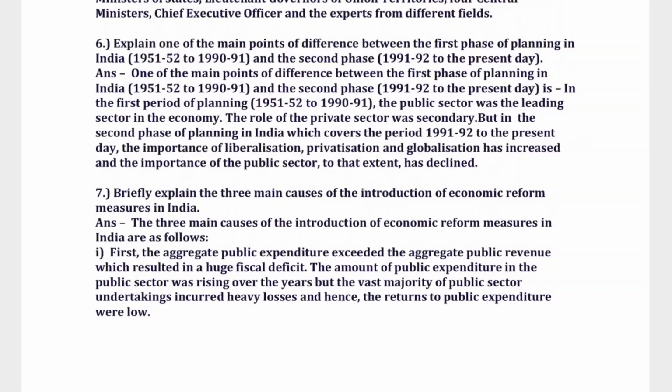Number 7, briefly explain the 3 main causes of the introduction of economic reform measures in India. Answer, the 3 main causes of the introduction of economic reform measures in India are as follows. First, the aggregate public expenditure exceeded the aggregate public revenue, which resulted in a huge fiscal deficit. The amount of public expenditure in the public sector was rising over the years, but the vast majority of public sector undertakings incurred heavy losses, and hence the returns to public expenditure were low.